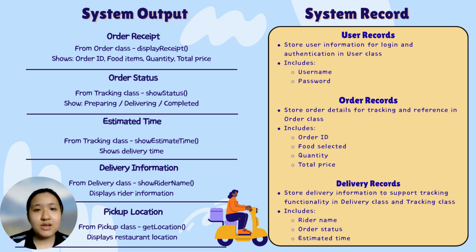Besides displaying outputs, the system also stores important records. User records store login information such as username and password in the user class. Order records store details such as order ID, selected food, quantity, and total price. Delivery records store information such as rider name, order status, and estimated time to support tracking.